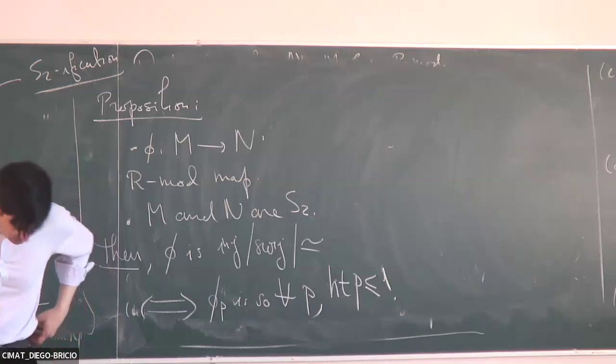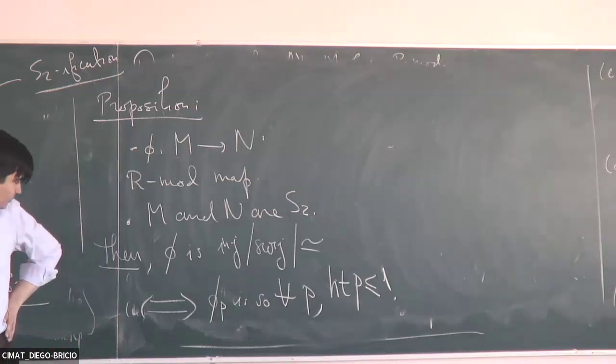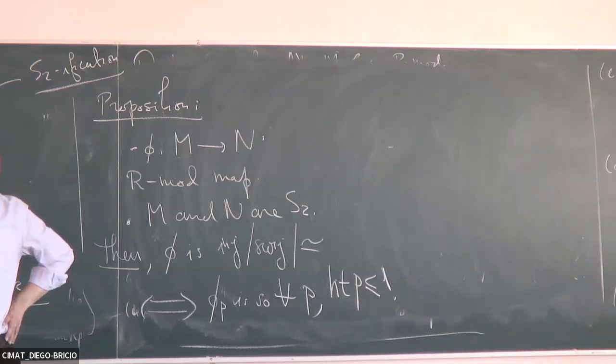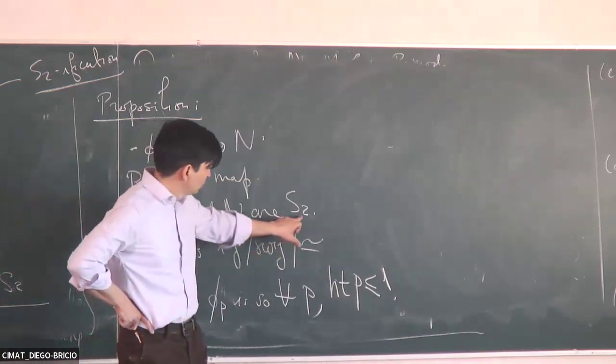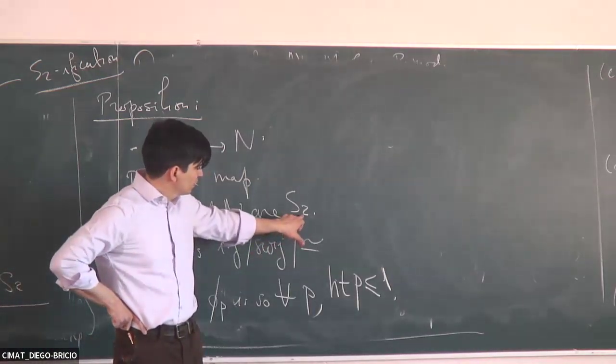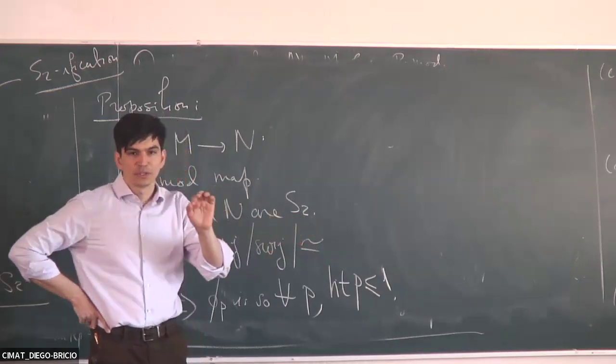Does that generalize for S_k? Like height being less than or equal to k minus 1? Or, I don't know. I don't think so. I think it is because it really has to do with the vanishing of the first cohomology.